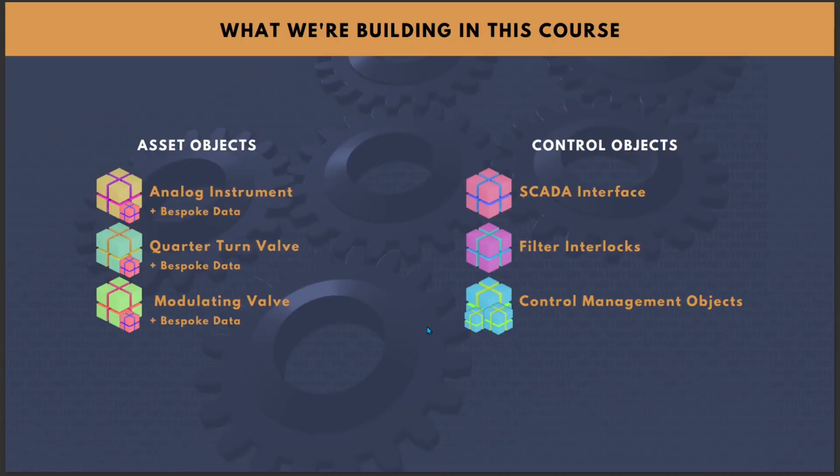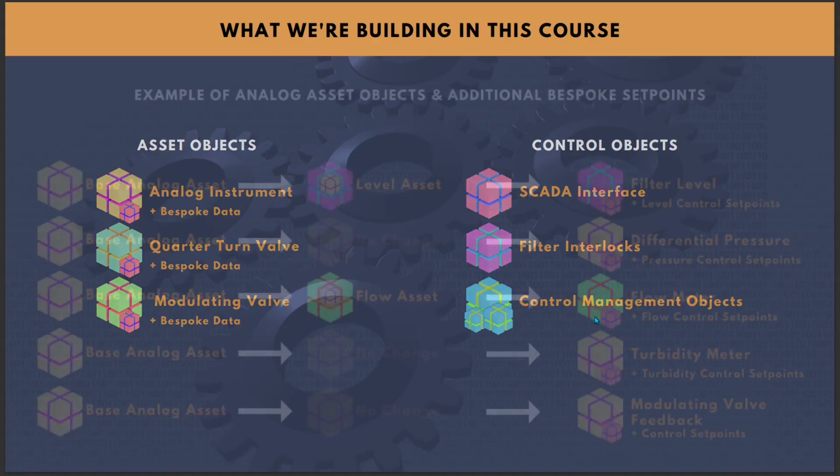So part of this setup will be looking at this from an asset point of view. We've touched on this in the what's in this course video as well. So we'll be looking at asset objects such as our analog instrument, quarter turn valve, and modulating valve for our outlets. On top of that, we'll also have some control objects such as our SCADA interface for when we go ahead and build our SCADA environment, and any filter interlocks that are required to shut the filter down, and various other control management objects that may come from third-party systems or from a supervisory system.